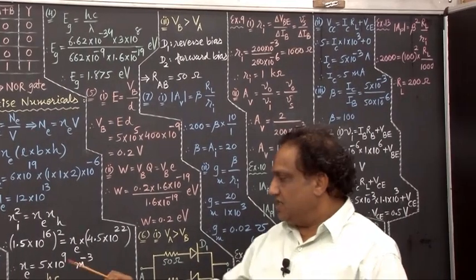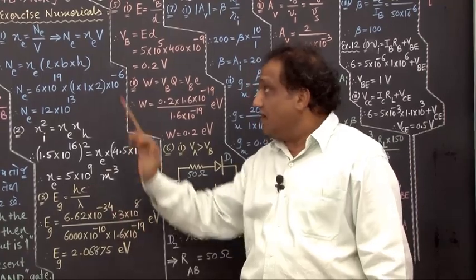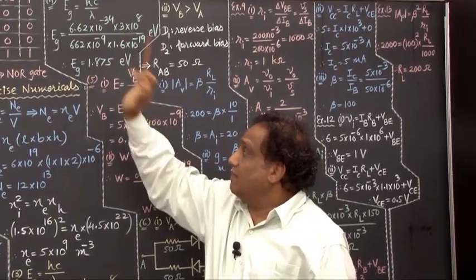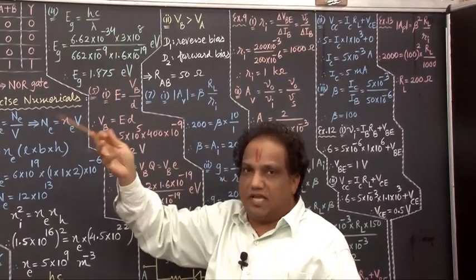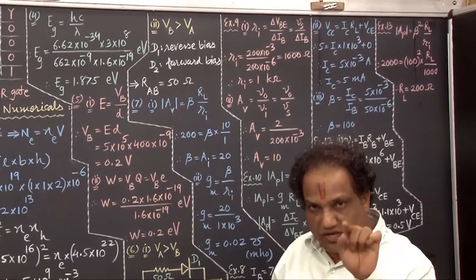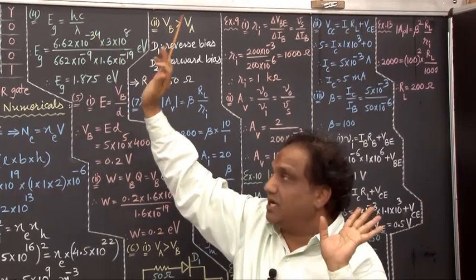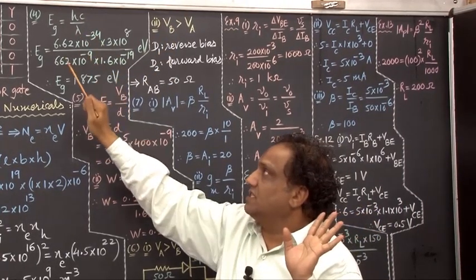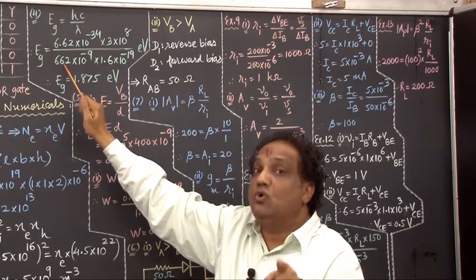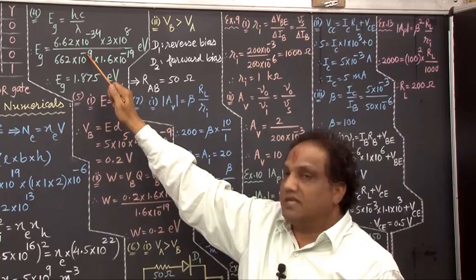Same formula once again we are using, Eg equals hc upon lambda. What about Planck's constant? As usual, 6.62 into 10 to minus 34 joule second. That value they have given in the statement. c is the velocity of light in vacuum, 3 into 10 to 8 meter per second. What about wavelength? In this case, they have given 662 nanometer. Convert into meter, multiply by 10 to minus 9.